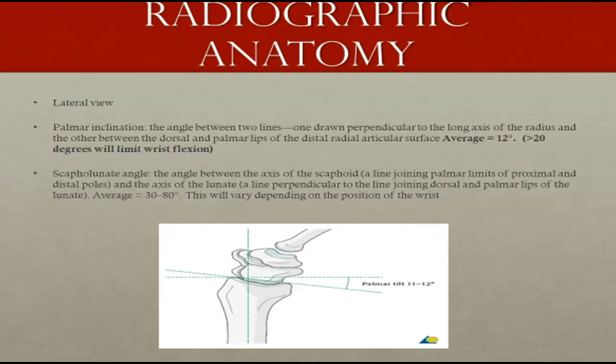Evidence does reveal that if the amount of palmar inclination is greater than 20 degrees, it will limit wrist flexion. This is important to know when it comes to educating patients on outcomes post a distal radius fracture. Evidence also reveals that a successful outcome following a distal radius fracture is a return of 80% of range of motion as compared to the non-involved wrist.